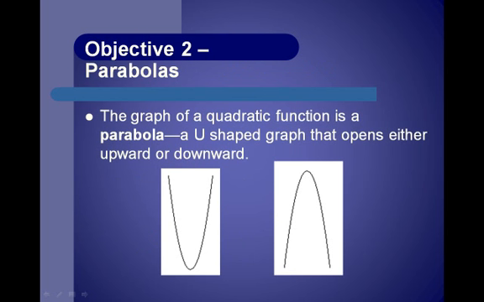Objective 2. Parabolas. The graph of a quadratic function is a parabola. That is a U-shaped graph that opens either upward or downward. In this first one, the graph is opening upward. And in the second one, we say that this parabola is opening downward.